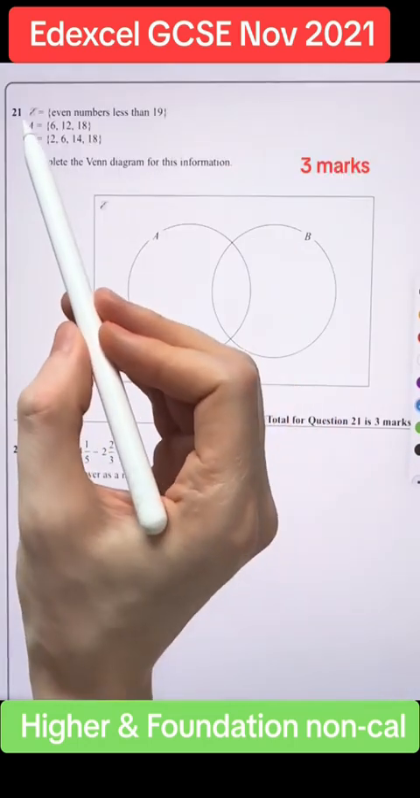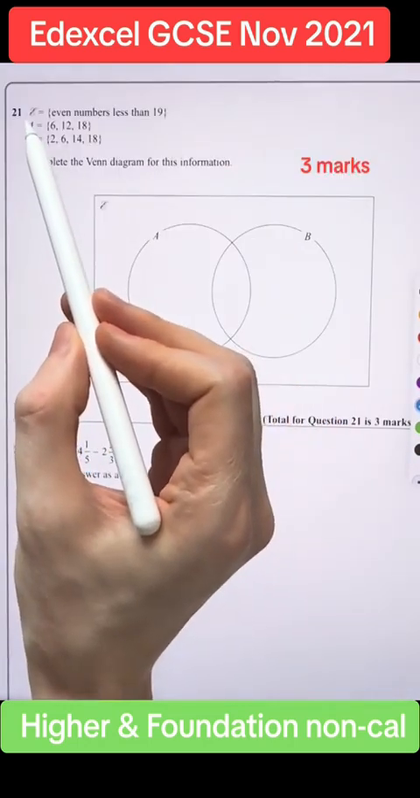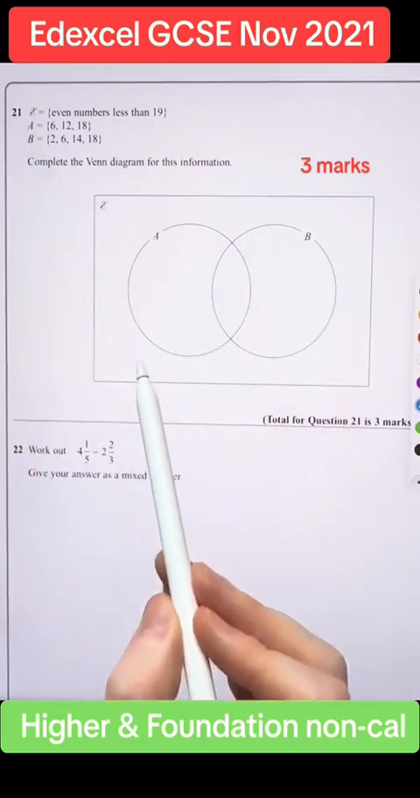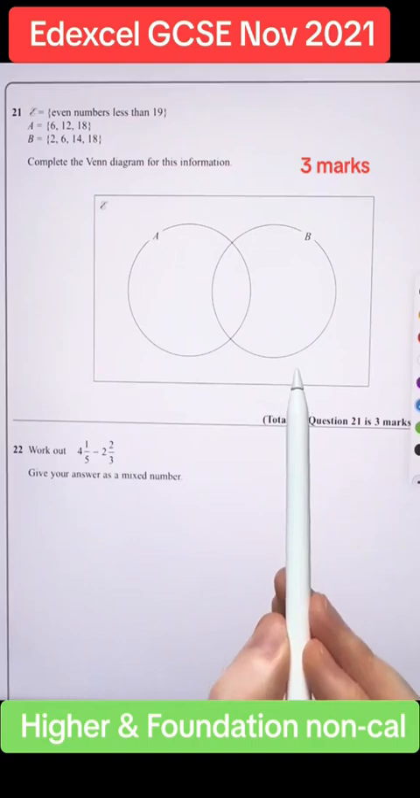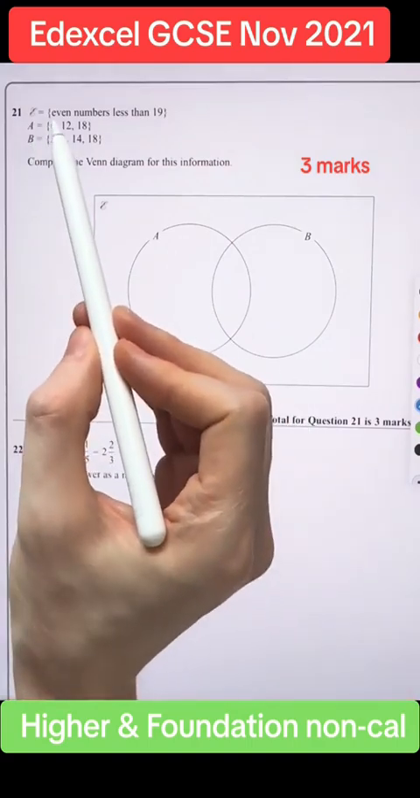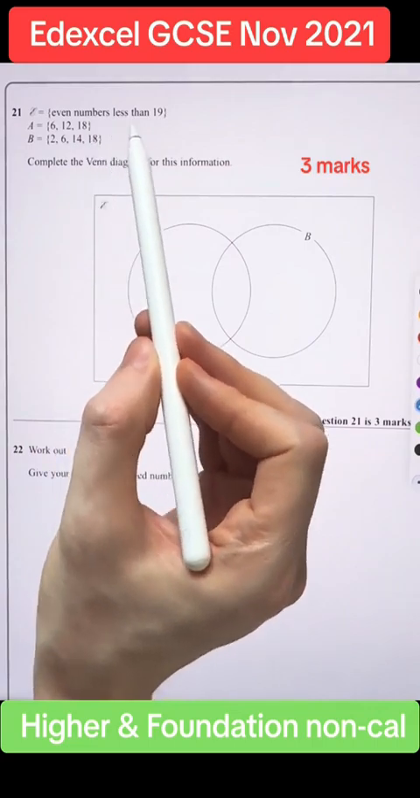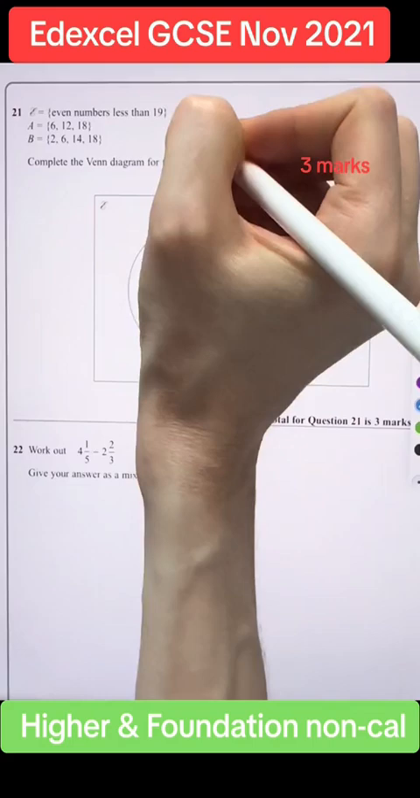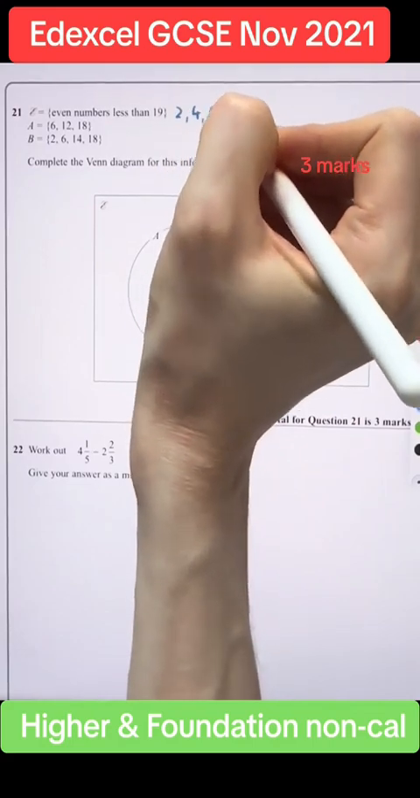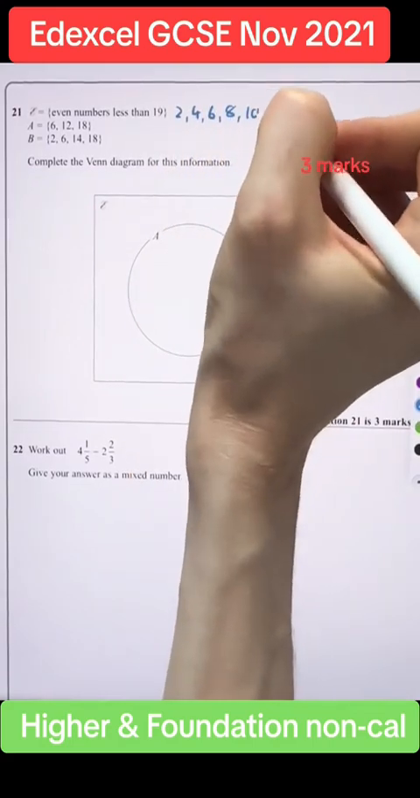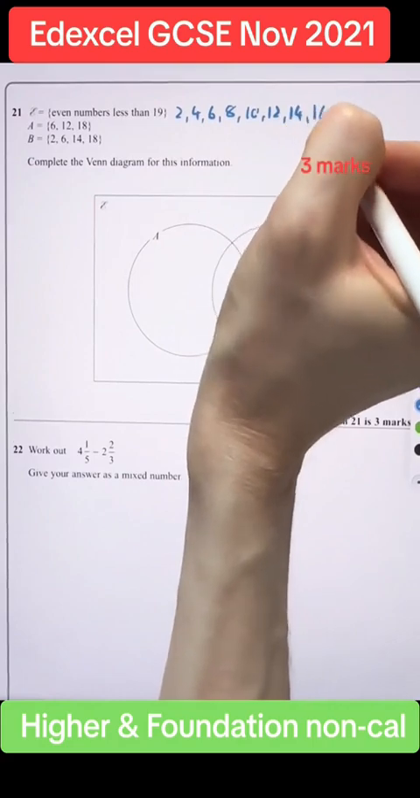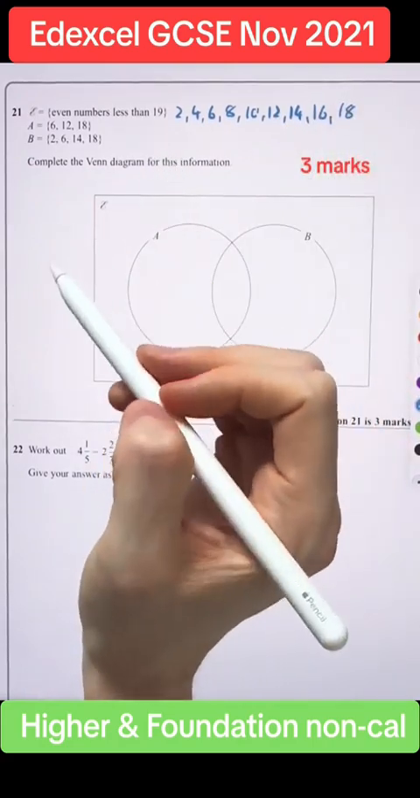Question 21. That symbol that looks like a fancy E represents the universal set. That's the only numbers that can be written once in this Venn diagram. Here, the universal set is the even numbers less than 19. So I'm going to start by listing out the even numbers less than 19. In this case, they're going to be 2, 4, 6, 8, 10, 12, 14, 16, and 18, because they're the only even numbers less than 19.